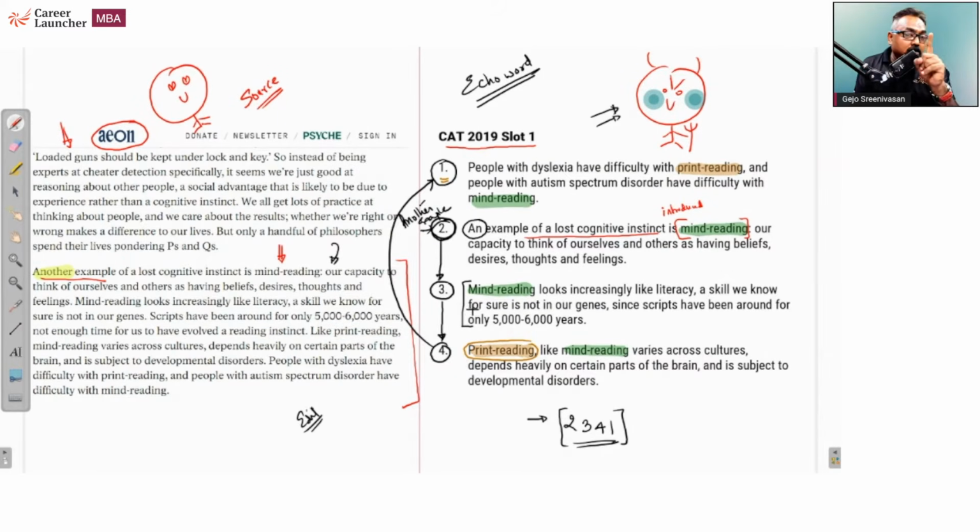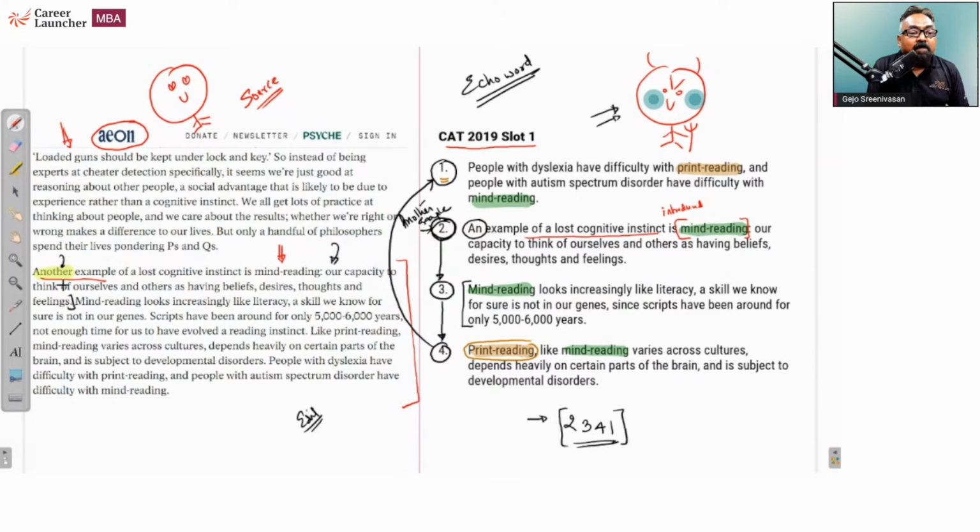Now, before I move, let's just read this and try and understand the mind of the question setter. It's always important to understand the mind of the question setter. You may not be able to figure this out, but I am here to help you, right? Let's just read. Another example of a lost cognitive instinct is mind reading, our capacity to think of ourselves and others as having beliefs, desires, thoughts, and feelings. So this is the first sentence.